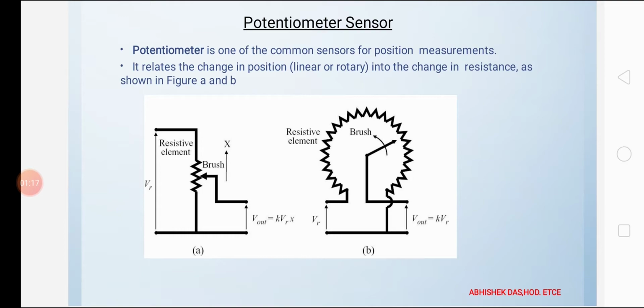Number 1, potentiometer sensor. It is the simplest transducer for converting linear or angular displacement into a change of resistance. It is a resistive element provided with a movable contactor. The change in resistance is brought about only by a change in the length of the resistance from one end to another end of the contactor.